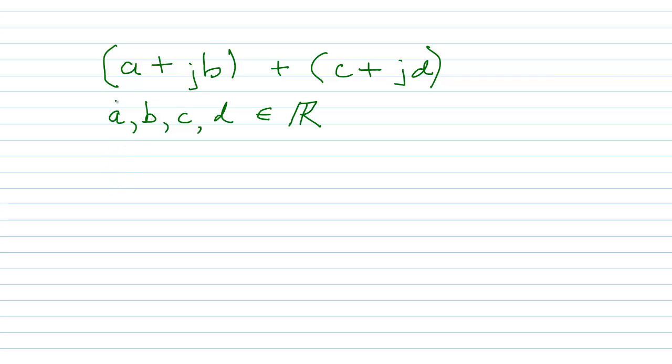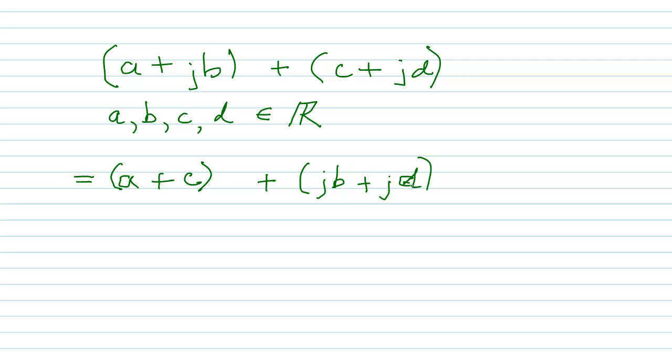Notice that they are binomials. In order to add them, we simply add the real number parts together to get the real number part of the resultant. Pardon me, we're not multiplying there. We're adding. I'm getting ahead of myself. A plus C is the real number part, and JB plus JD is the imaginary number part.